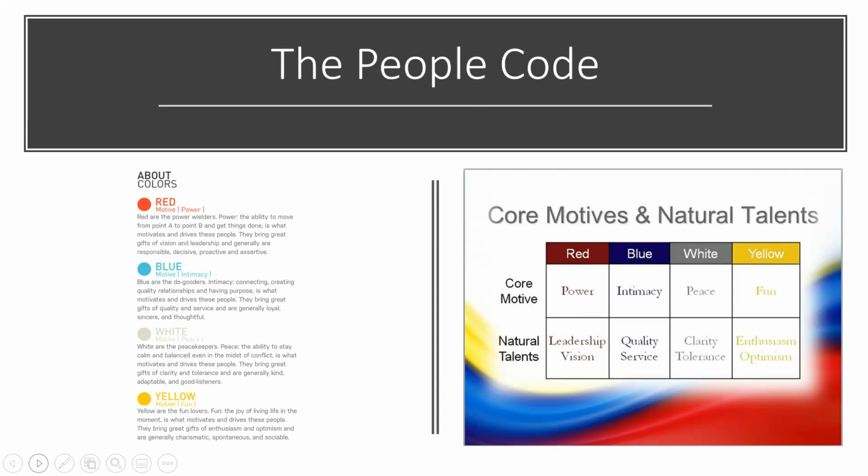The core motive for a C is intimacy. And their natural talents are quality service. The core motive for an S is peace. And their natural talents are clarity and tolerance. The core motive for an I is fun. And their natural talents are enthusiasm and optimism.